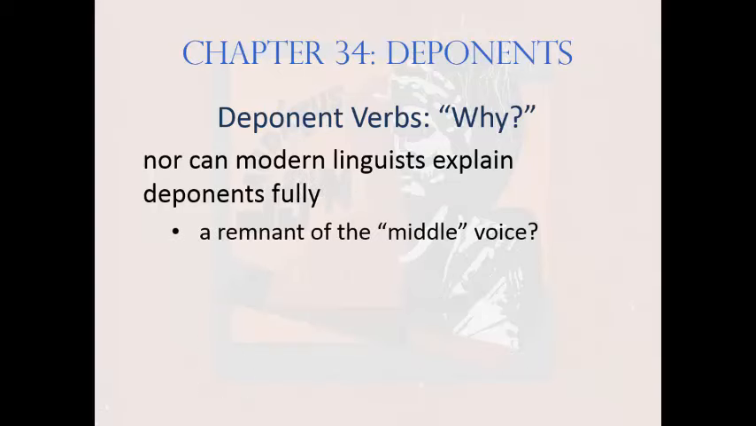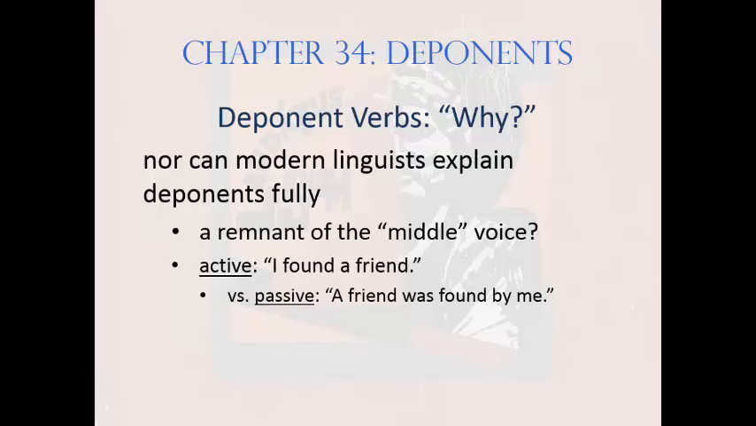But there is a likely culprit, a form called the middle voice, something Proto-Indo-European had between active and passive. We know about this middle voice because many Indo-European languages exhibit a fully functional one, ancient Greek and Sanskrit, for instance, or sometimes just the remnant of it, like Latin. That's what deponents most likely are, the archaic echo of a third voice that wasn't active, like "I found a friend," or passive, like "a friend was found by me," but somewhere in between, something like "I found me a friend."